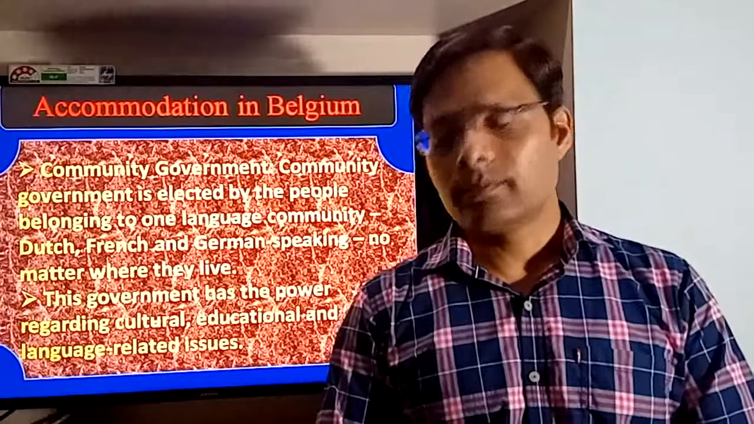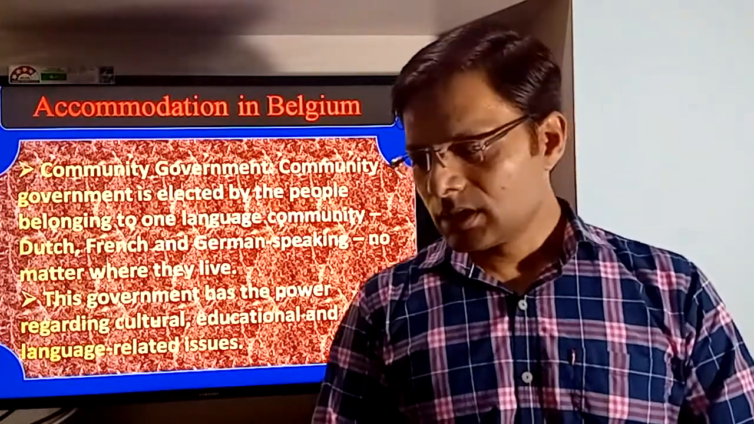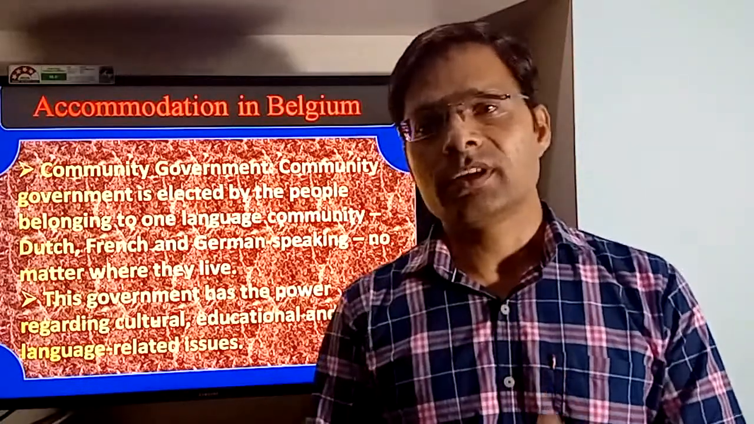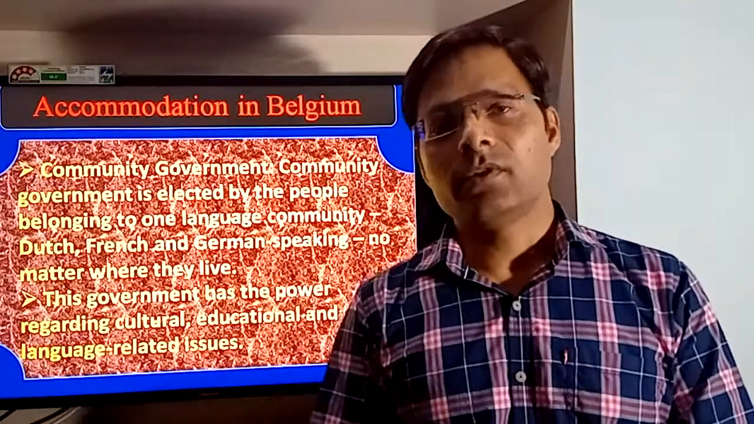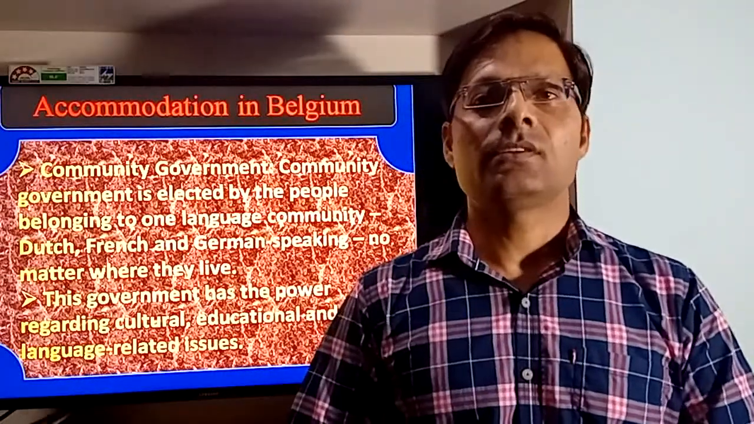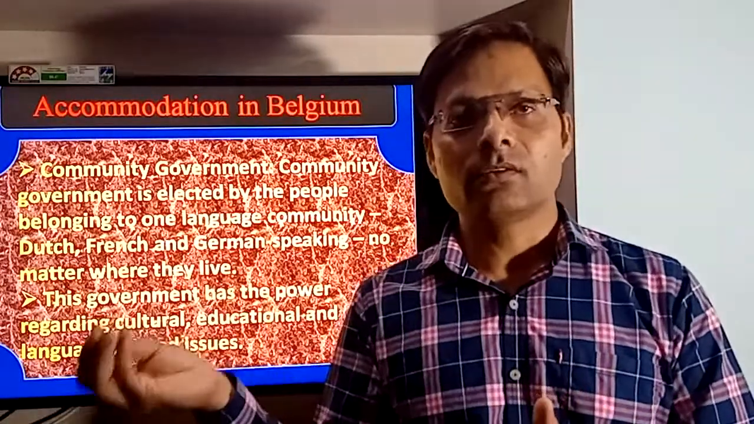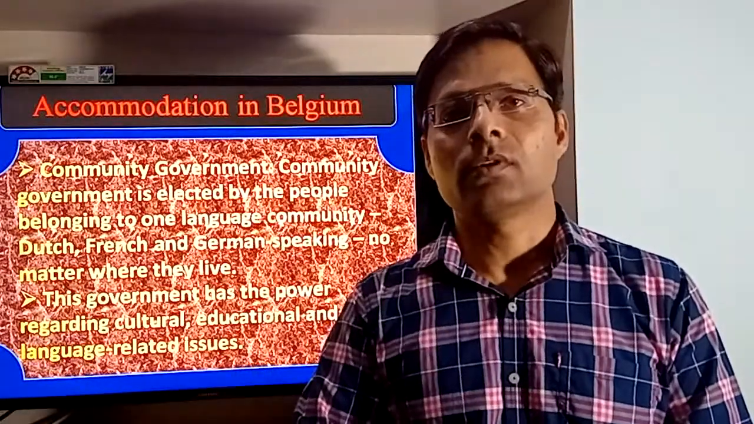The next kind of government designed here is the community government. Community government means the government of a community. There are people of different communities, like the Dutch community, the French community, and the German community. So different communities will have their own government. The Dutch will have a community government, the French will have a community government, and the Germans will have a community government.